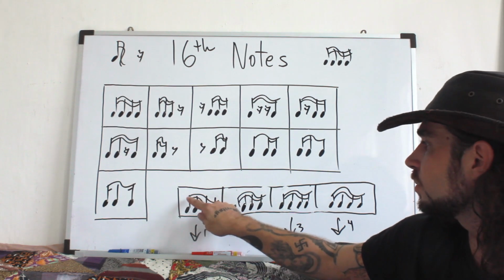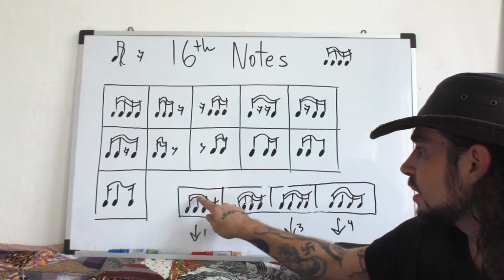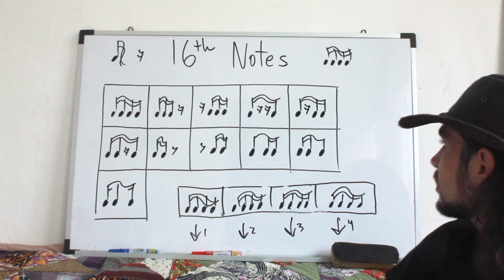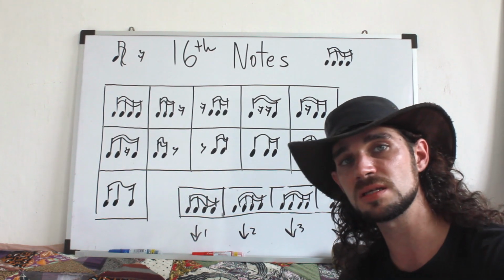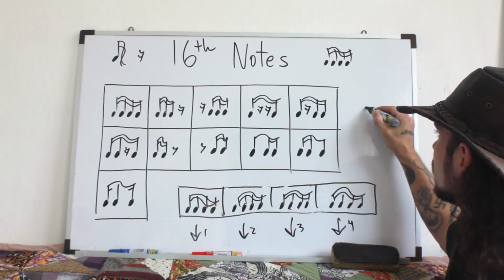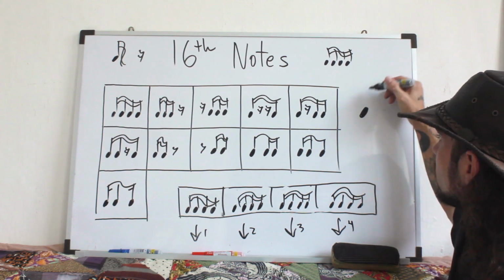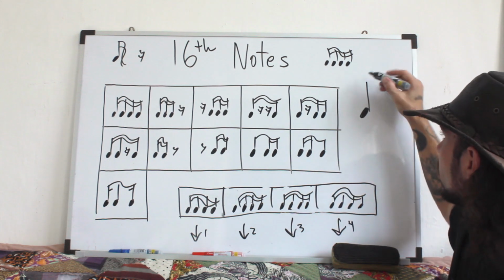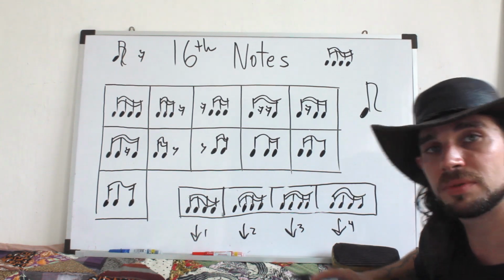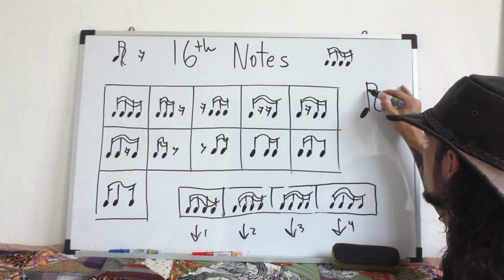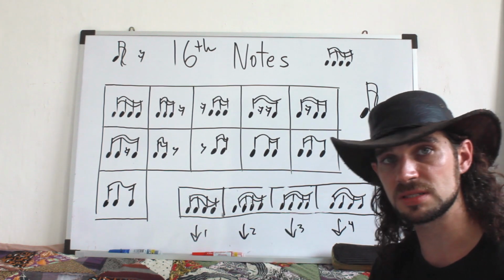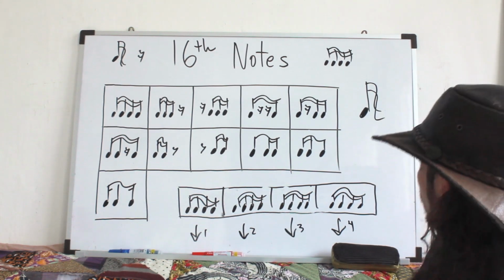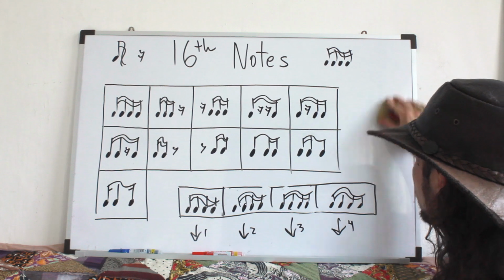If you notice, we've got two lines here indicating the 16th. Alright, so if we would draw a single 16th note, it would look like this. So check this out. There's your quarter note. One of these guys would be an eighth. Two of these guys will be your 16th.